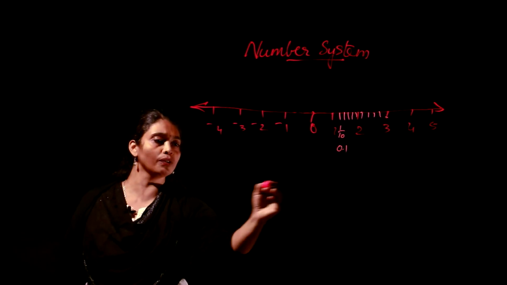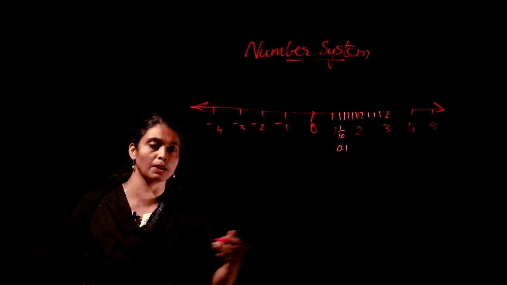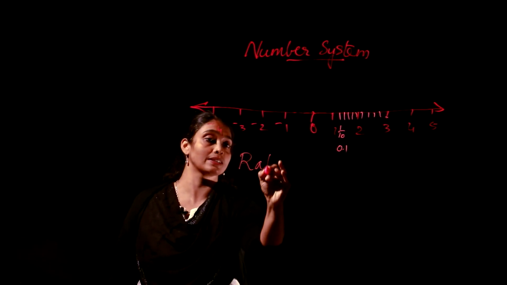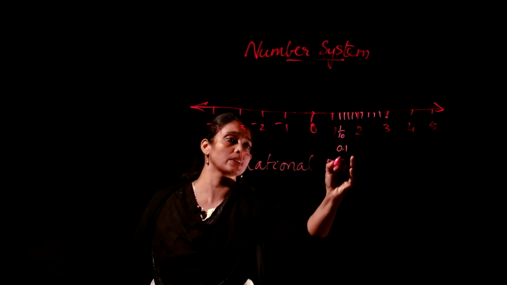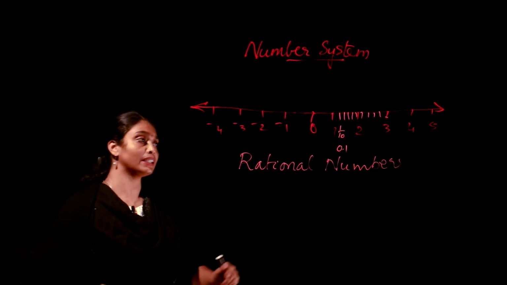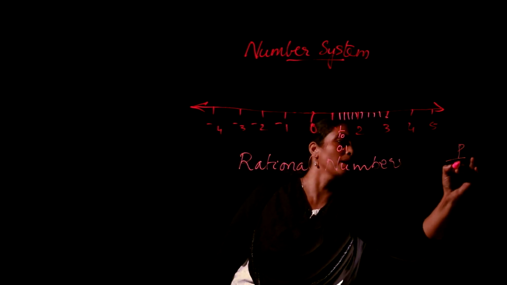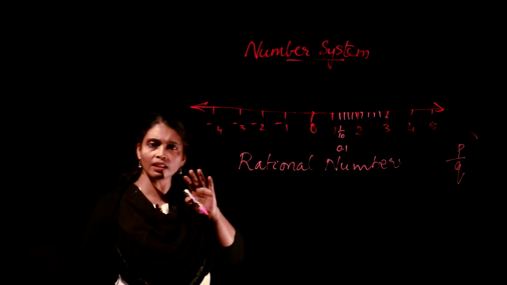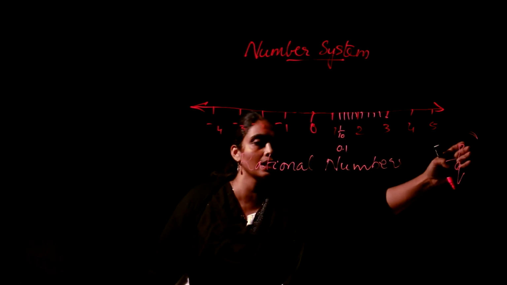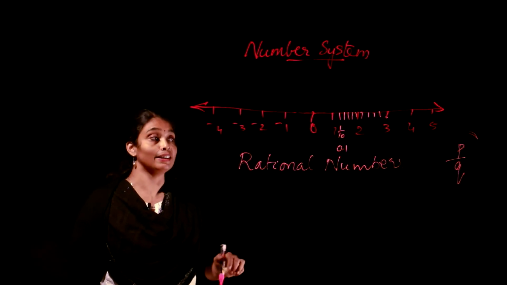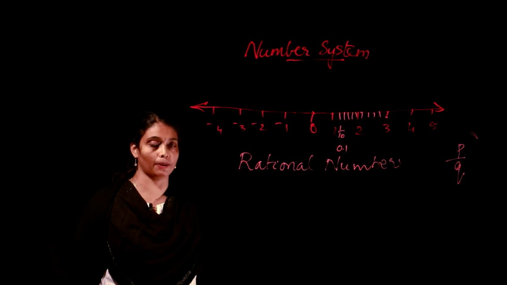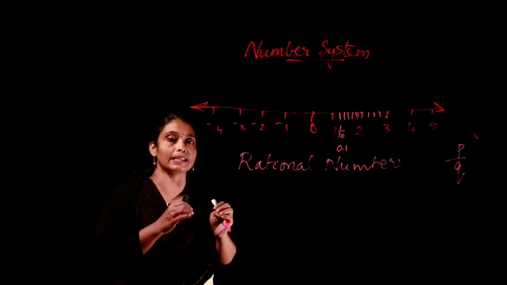Then, along with integers, when fractions and decimals come, we call it rational numbers. These rational numbers have a definition, and it is the P by Q form. Any numbers which can be written in the form P by Q, that is a numerator by a denominator, these kinds of numbers are all in the rational numbers family. So, let us bring it as a definition.